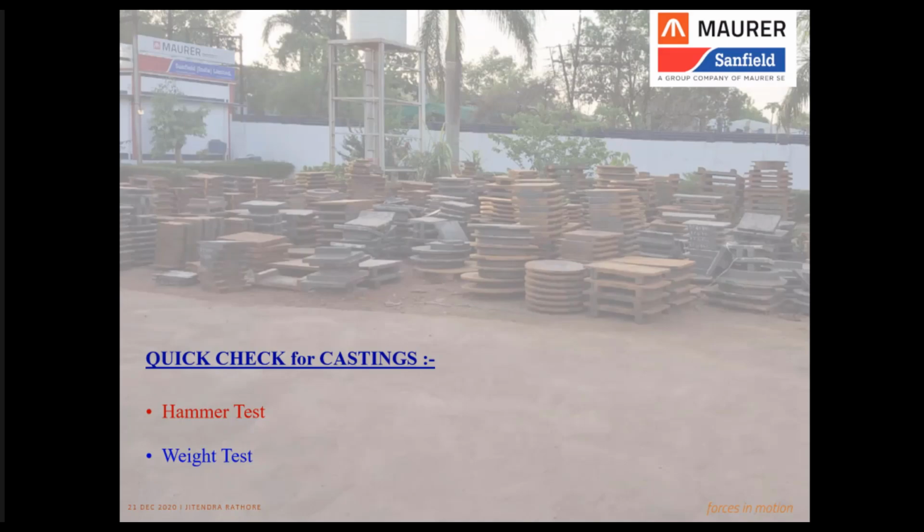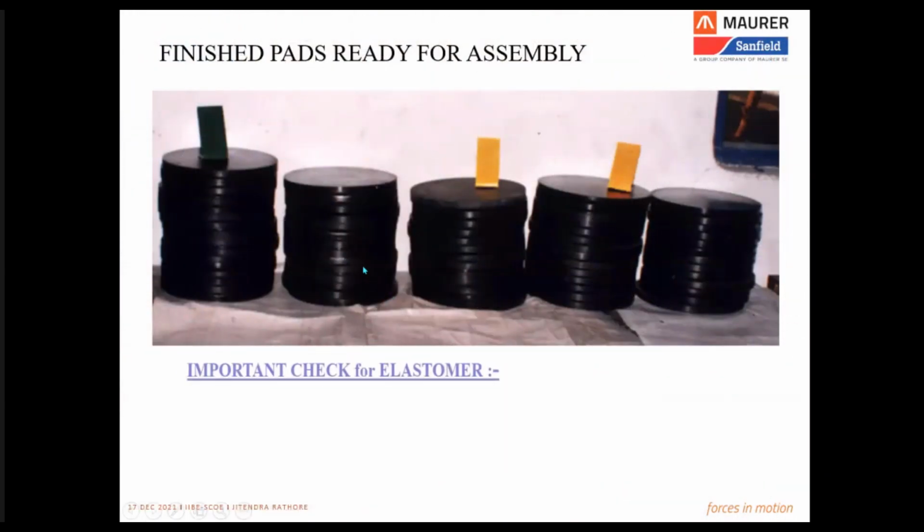And also you can do a weight check. The weight of any component having internal defects or hollowness will be reduced, because there is no steel, it is hollow inside. So by such quick checks, you can ascertain whether the component is sound and good for use or not. Similar applies to the elastomeric components.